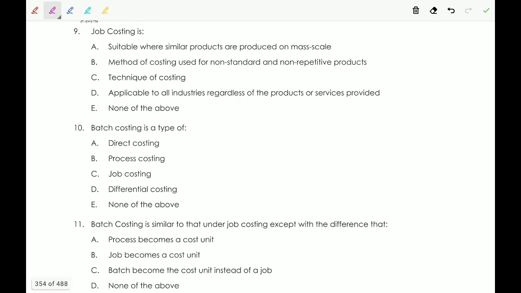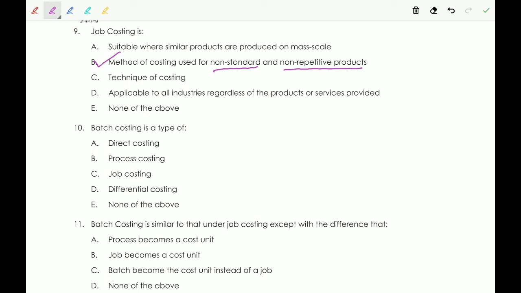Next, ninth one, job costing is option A suitable where similar products are produced on mass scale, B method of costing used for non-standard and non-repetitive products, C techniques of costing, D applicable to all industries regardless of the products or services provided, E none of the above. So the answer is B. Job costing is a method of costing used for non-standard, non-repetitive products.